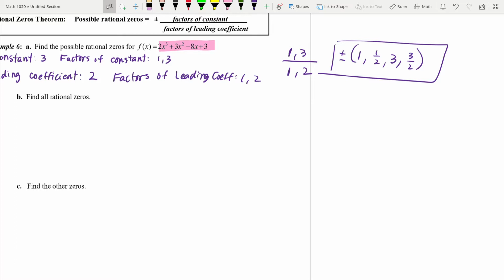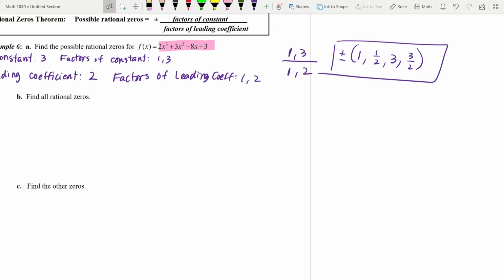Okay, everybody grab your calculator. Let's try the 1. Everybody go 1, store, enter. Put it into that pink highlighted equation. 2, membar, enter, raise it to the 3rd, plus 3, membar, enter, x squared, minus 8, membar, enter, plus 3, enter, and it worked.